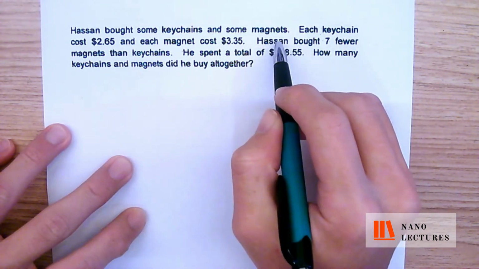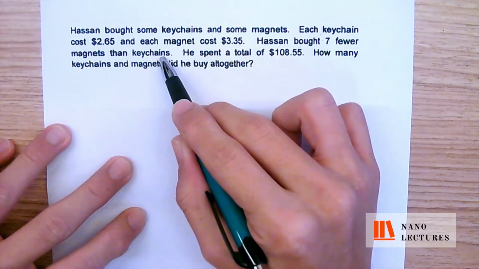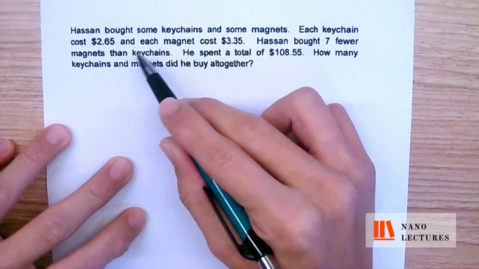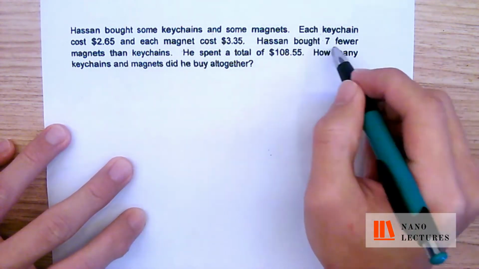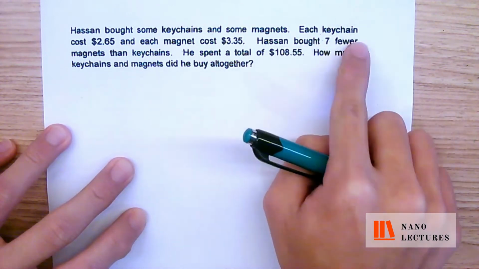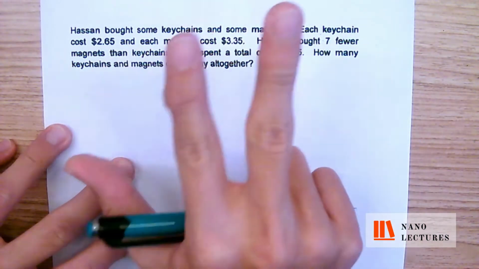Now, it says that Hassan bought 7 fewer magnets than keychains. If I were to flip it around, wouldn't it also mean that Hassan bought 7 more keychains than magnets? It's much easier to change the fewer to more. So if he bought 7 fewer magnets than keychains, then keychains must be 7 more.